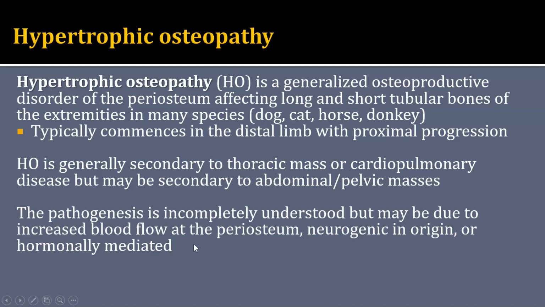The pathogenesis is incompletely understood, but some theories are that it may be due to increased blood flow at the level of the periosteum, that it may be neurogenic in origin, such as associated with vagal nerve stimulation, or that it may be hormonally mediated. And keep in mind that sometimes hypertrophic osteopathy is found incidentally in patients presenting for thoracic disease, so you'll actually see it on the thoracic radiographs affecting, say, the humerus, or the patient may actually present for the swelling and pain of the affected limbs.